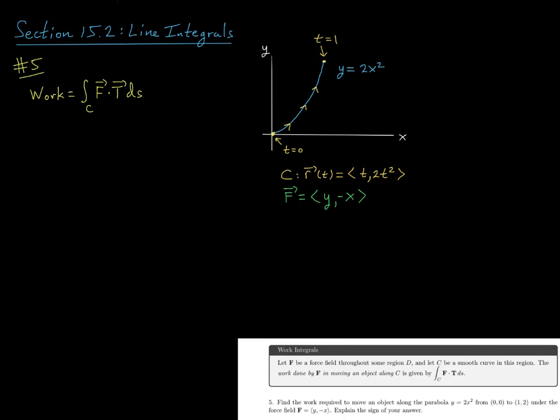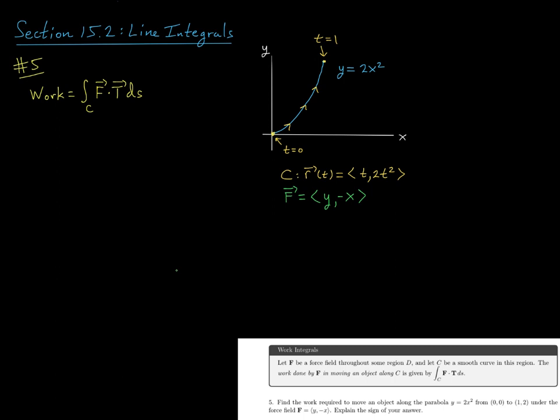All right, so in question 5, we're asked to find the work required to move an object along the parabola y equals 2x squared from the origin to the point (1, 2) under the force field F, which is ⟨y, -x⟩. And then it says to explain the sign of your answer. So as we looked at in the last video, we can interpret this line integral of our vector field F over a curve C as the work done by that field in moving an object along the curve.